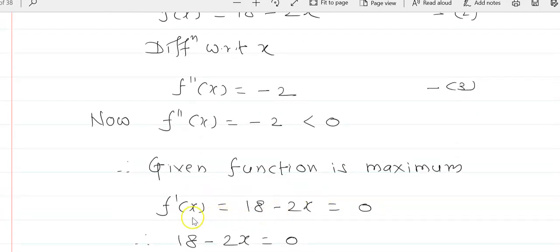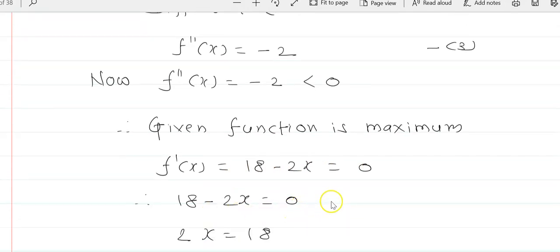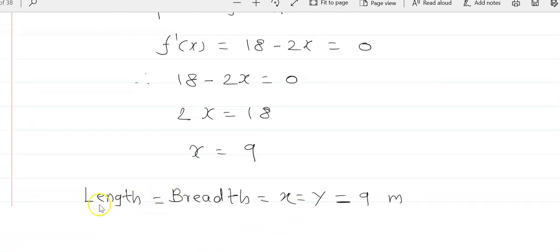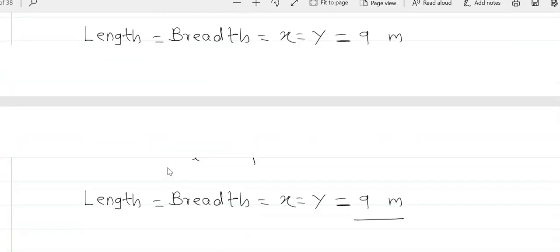Now we'll find out the values. F dash of x, that is, we always make its first derivative equal to 0 to find out the values of x. 18 minus 2x is equal to 0. Therefore 2x is equal to 18. X is equal to 9. And therefore the length is equal to breadth, x is equal to y is equal to 9 meters. And these are the length and breadth.